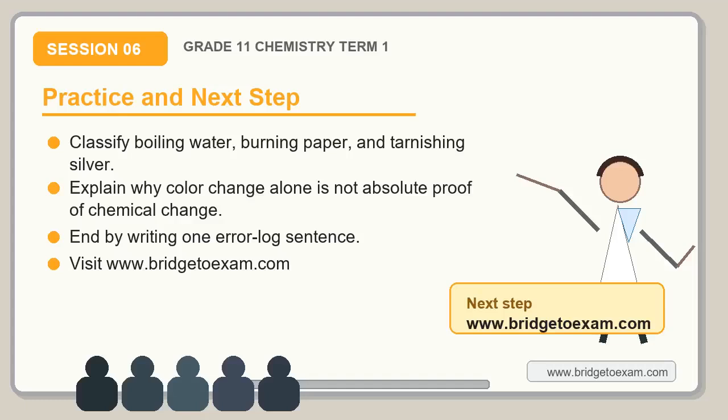Before you leave, practice actively. Task 1. Classify boiling water, burning paper, and tarnishing silver. Task 2. Explain why color change alone is not absolute proof of chemical change. Task 3. Describe the particle level difference between melting and reacting. At the end of your study, write one sentence beginning, "The chemistry idea I must remember is."